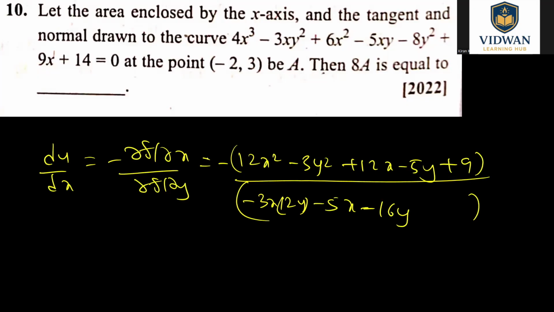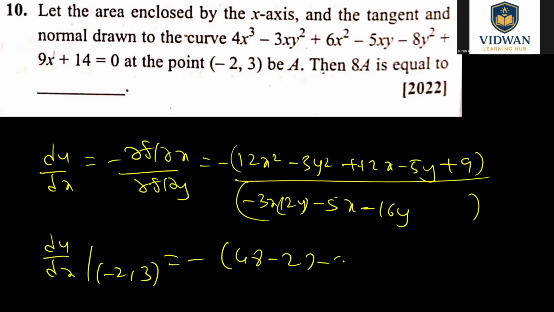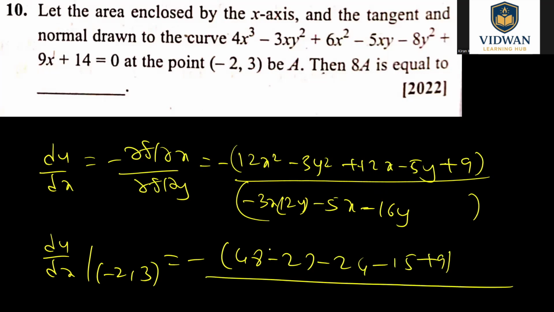And you want to find the derivative at minus 2, 3, so you can substitute minus 2, 3 for x and y there. Put x equal to minus 2 and y equal to 3. So 12 into minus 2 square is 4, so 12 into 4, 48. Minus 3 into y square, y square is 9 into 3, 27. Then again 12 into minus 2, minus 24. Minus 5 into 3, minus 15, plus 9. Put the same values in the denominator, we have minus 3x into 2y here. So minus 6 into xy would be minus 2 into 3. Minus 5x is minus 5 into minus 2. Minus 16 into y, that is 3. So just calculate this and find the slope.